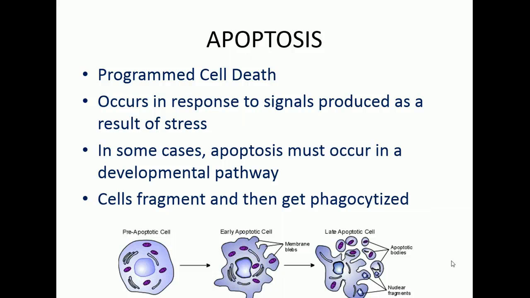Now, apoptosis is something that happens when something's wrong, but it is also a process that is very natural and very necessary for proper development. So in some cases, apoptosis must occur in a developmental pathway in order for that organism to develop properly. So for example, in the womb, we all have webbing between our fingers at some stage in development. And when we're born, that webbing is gone. And it's because those cells in between our fingers have been eliminated through the process of apoptosis. So a lot of the modeling of an organism as it develops occurs through the process of apoptosis.